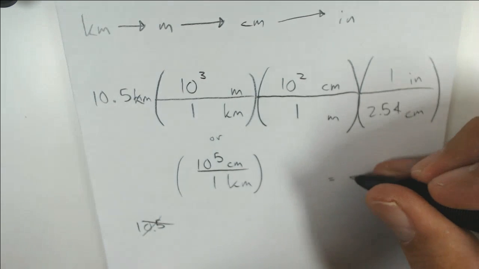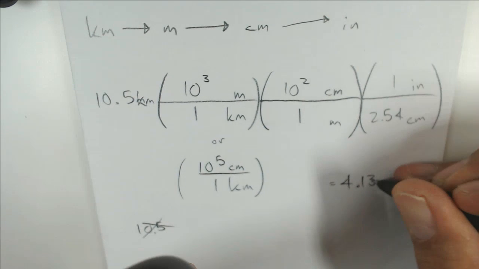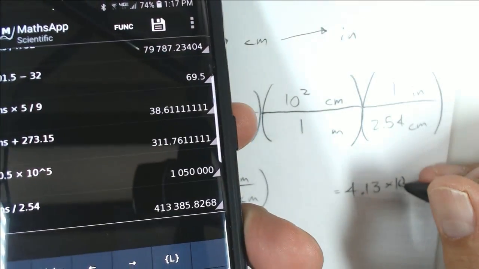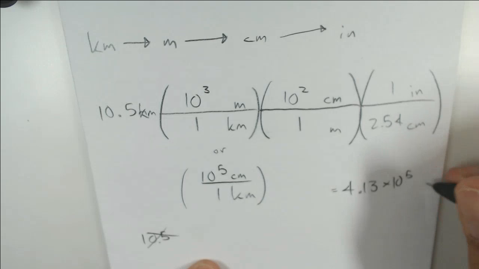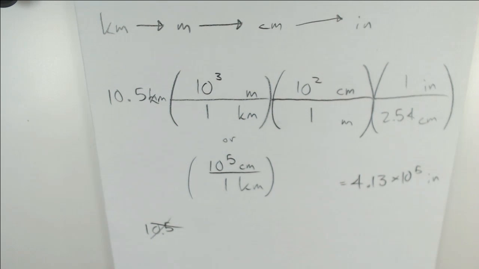I'm getting 413,000, etc. So we'll go ahead and convert to scientific notation to 3 sig figs, 4.13 times 10 to the 5, it looks like. Yep, 10 to the 5. And my units are inches. And that makes physical sense to me because the kilometer is pretty far.